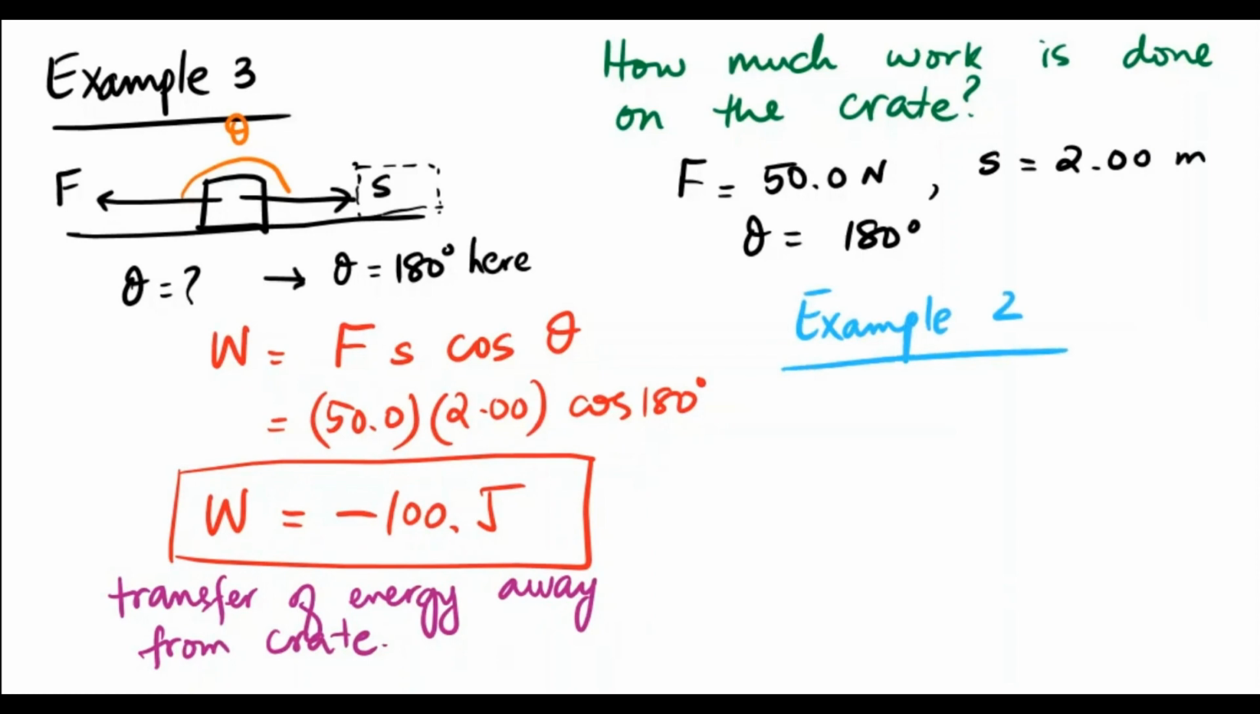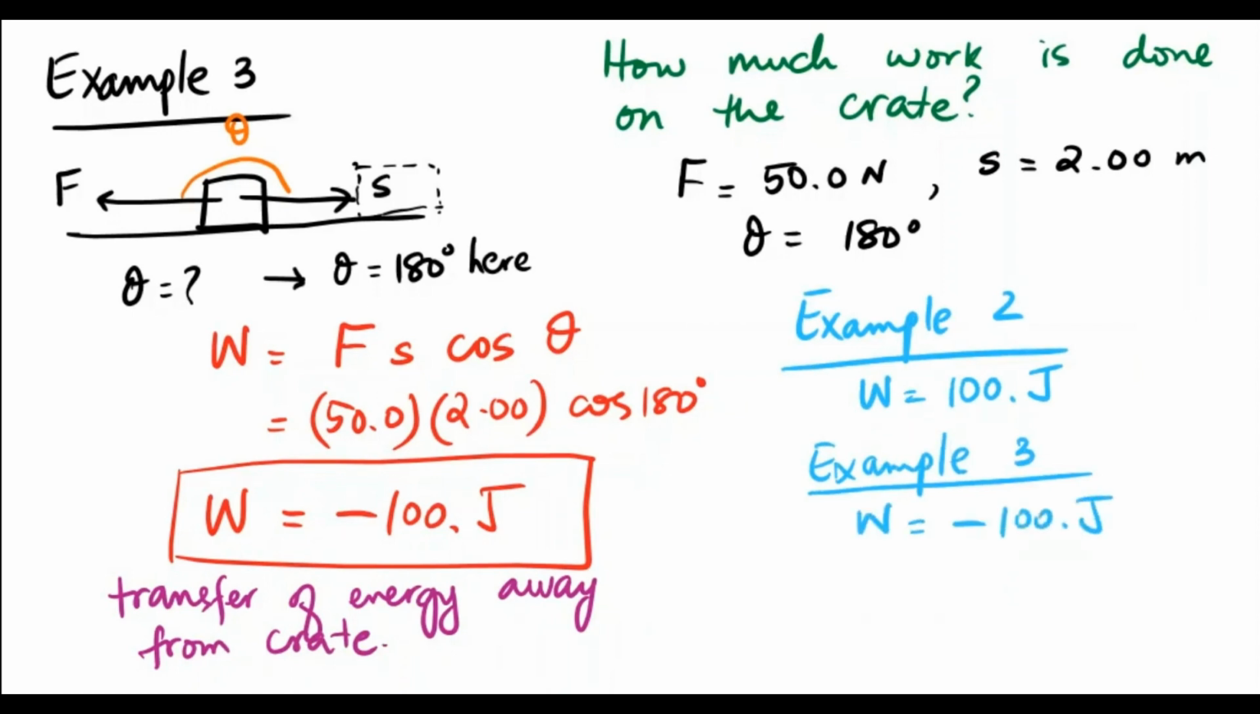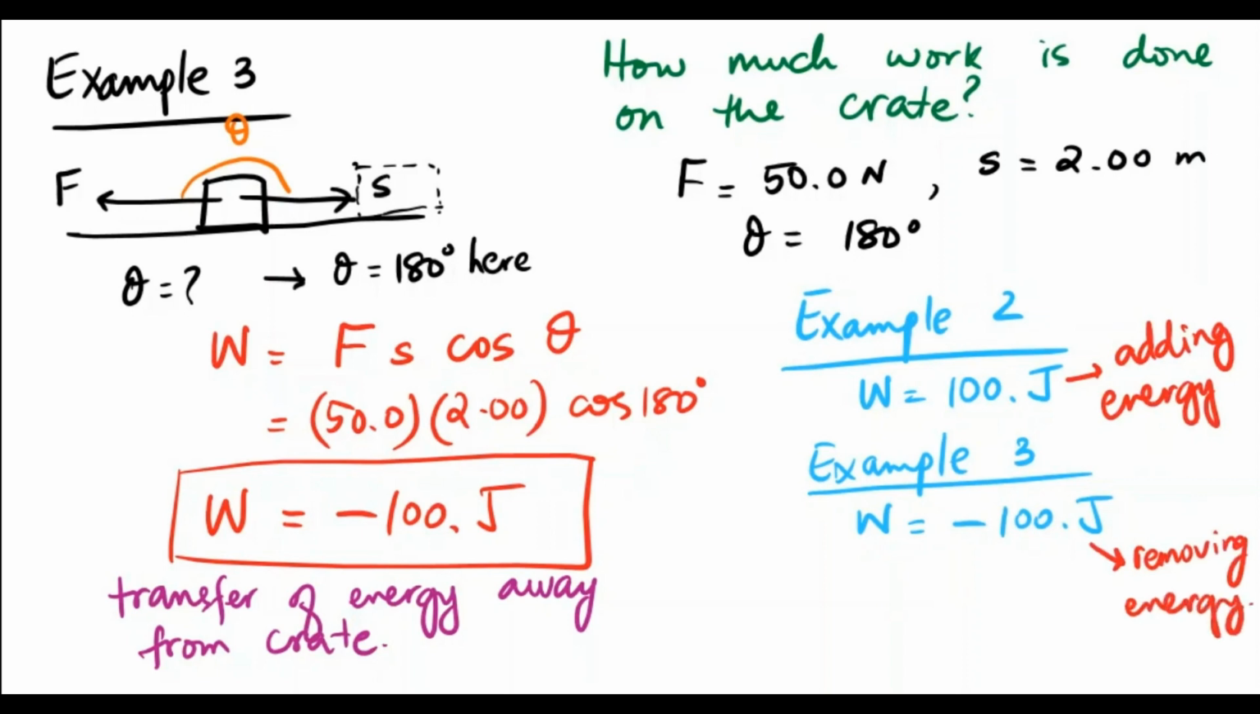Let's compare our answers to examples 2 and 3 this time. The work done in example 2 was 100 joules, but in example 3 we got -100 joules. What it means is that in example 2 we were adding more energy, or doing positive work, whereas the negative answer was telling us we're removing energy and doing negative work.